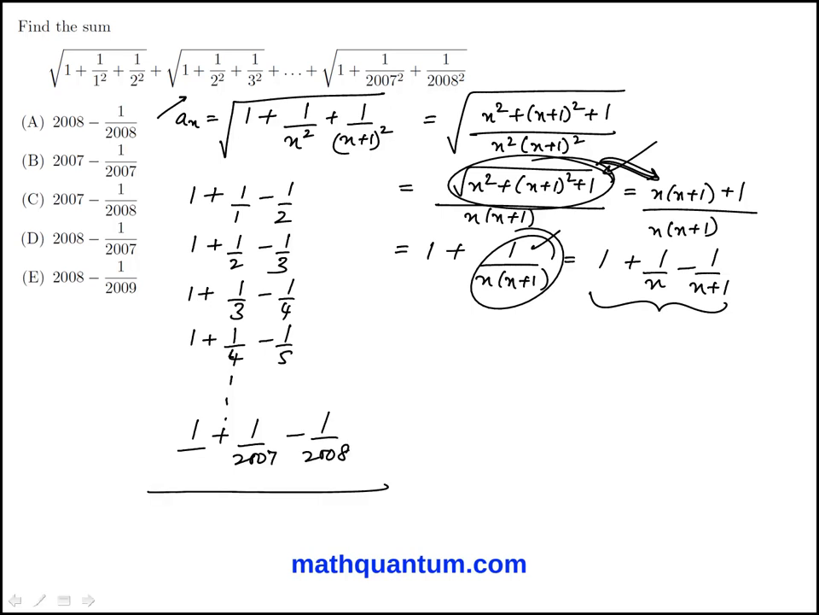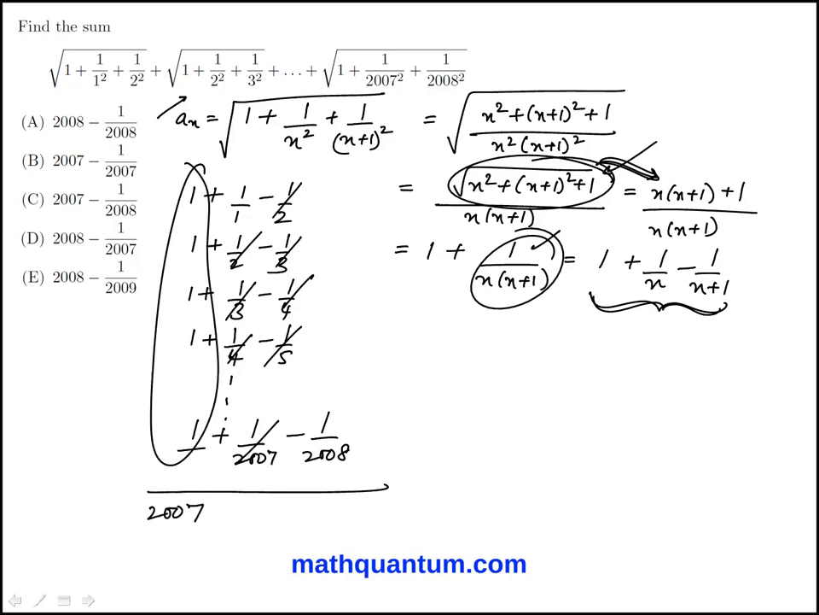Now, if I were to add these, you'll see the inside terms will drop out. And that was the reason to do this step. And then we'll be left with 2007 of these. And then not to forget this one, and then this last term here. So we get the same answer as before, 2008 minus 1 over 2008, which is answer choice A.